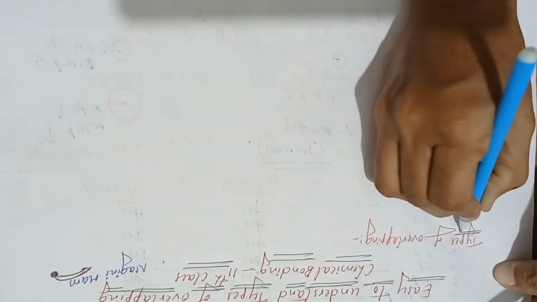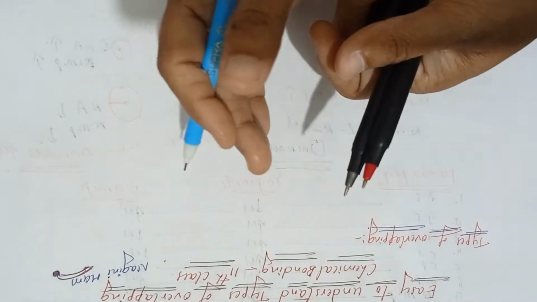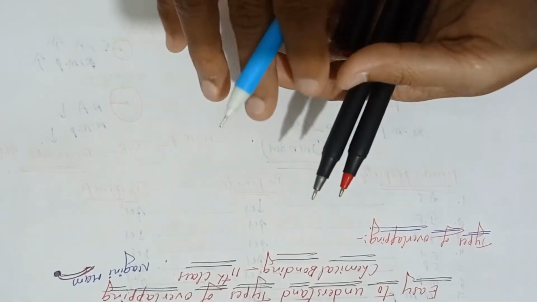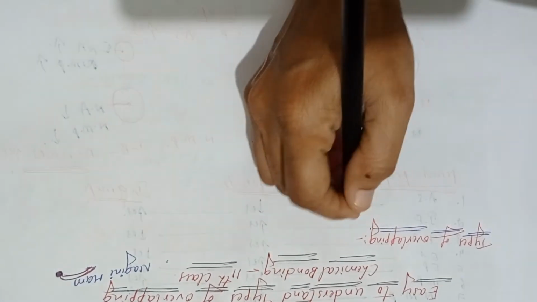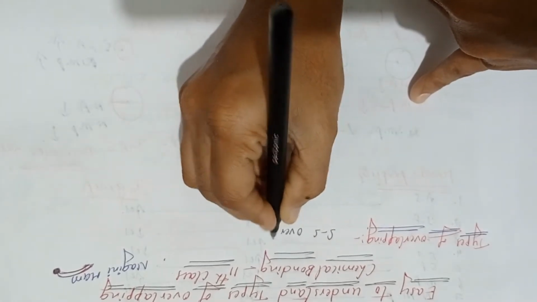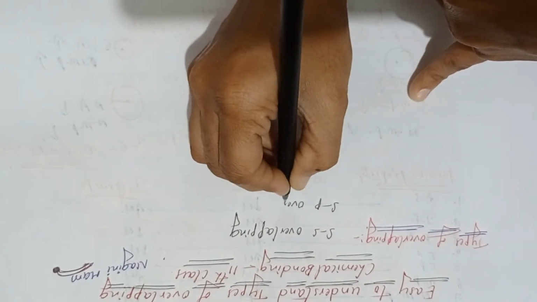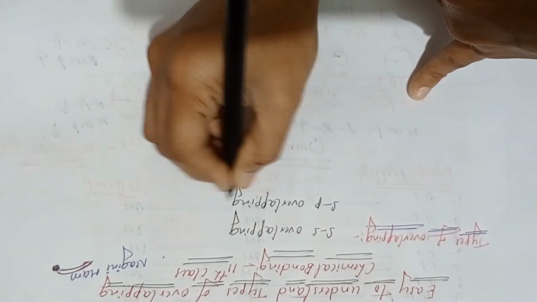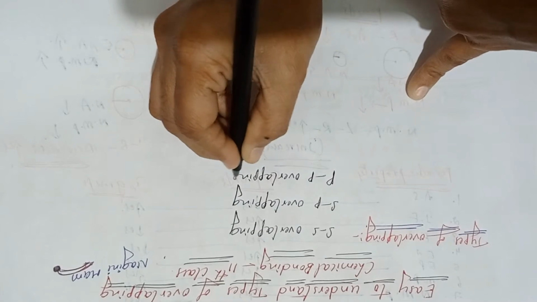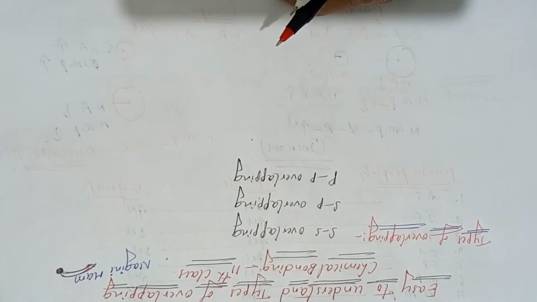Now see students. In types of overlapping, there are three different types: SS overlapping, SP overlapping, and PP overlapping. So the first one is SS overlapping, then SP overlapping. Next one, PP overlapping. Like this, different types of overlappings are there: SS overlapping, SP overlapping, PP overlapping.